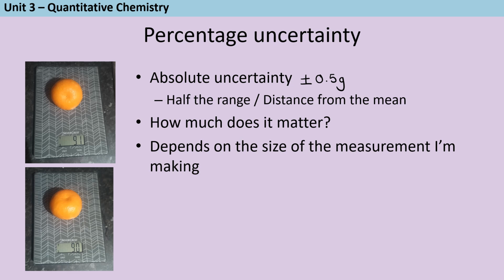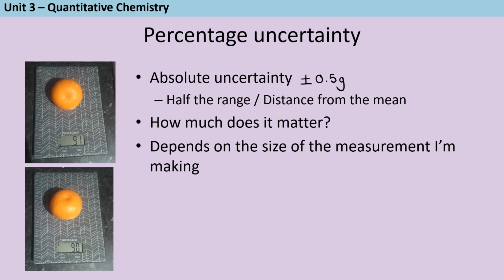How much that 0.5 grams matters is going to depend on what it is that I'm trying to measure. If I was trying to measure out 500 grams of flour, then being out by half a gram is not that big of a deal. But if I'm trying to add half a gram of salt to a recipe, then being out by half a gram could mean that I'm literally doubling the amount that I'm meant to be adding, and that's a huge difference.